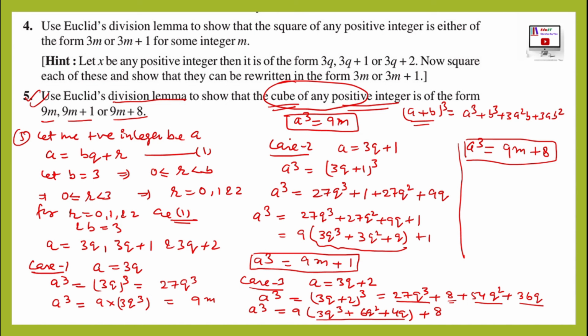So now, to show that the cube of any positive integer is of the form 9m, 9m plus 1 or 9m plus 8, a cube may be of the form 9m, a cube may be 9m plus 1, a cube may be 9m plus 8. Hence proved. This is what we had to prove.